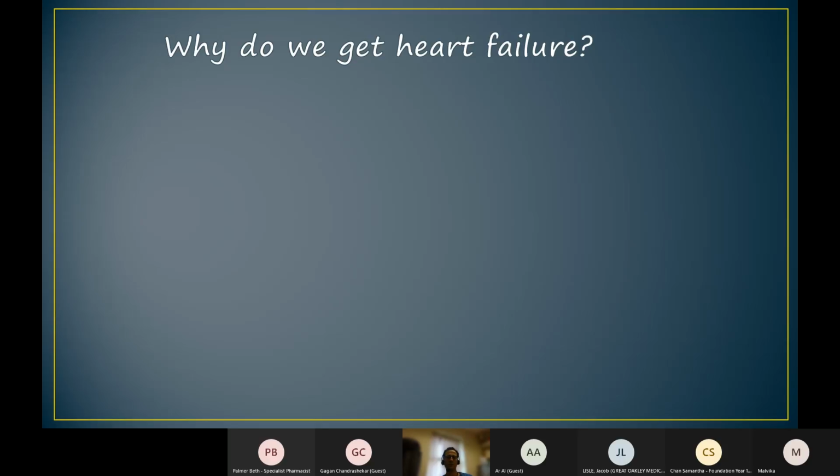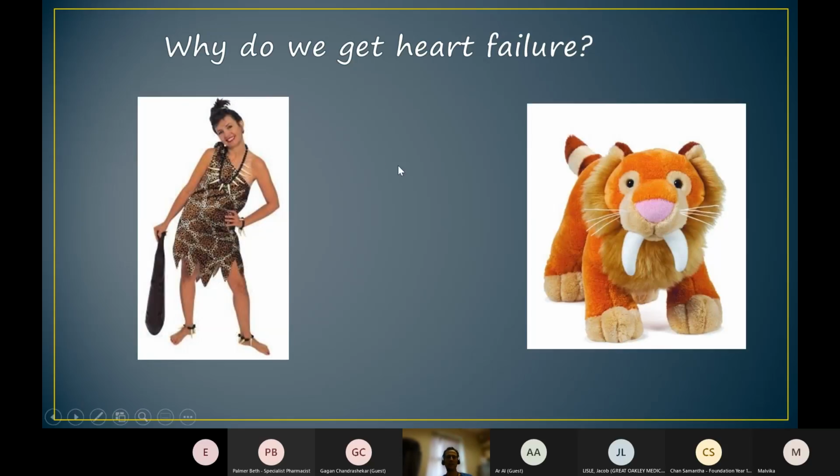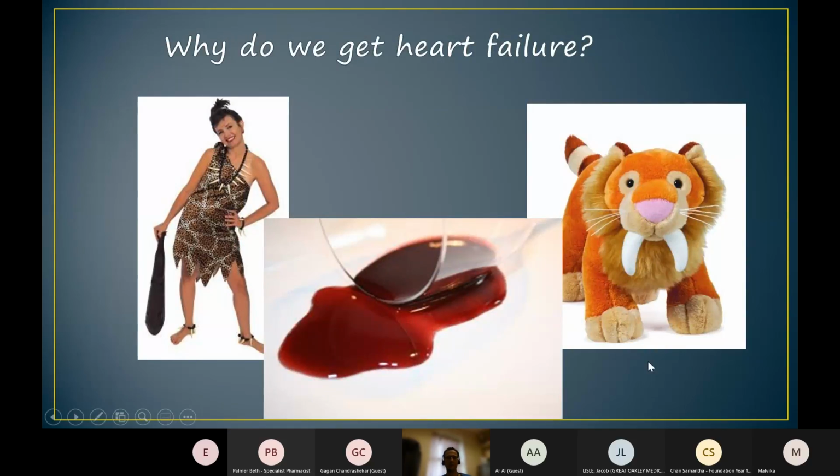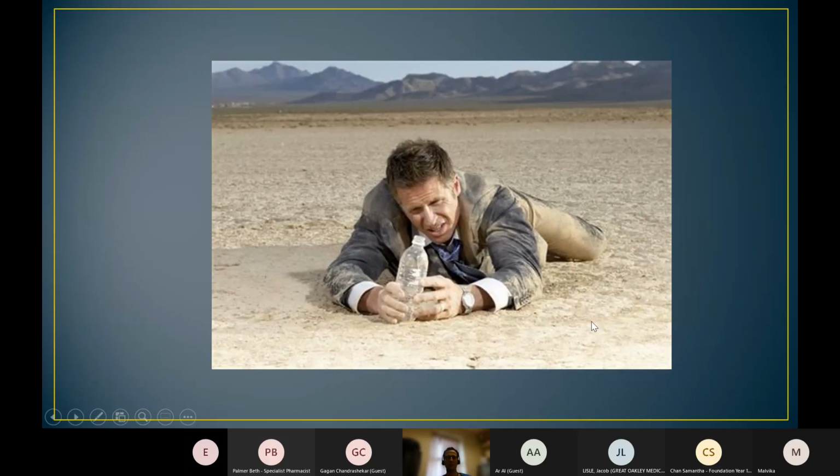It's because the body doesn't have a way of saying, my heart's struggling, I need to take care of it. Instead, your body says, my heart's not pumping as much blood as it should be, there must be something wrong, like I'm dehydrated or I've lost a lot of blood. What I need to do is retain as much salt and fluid as I can and pump out adrenaline and try and get the heart working. That's because we evolved back in the day when saber-toothed tigers were having undue contact with us and spilling claret. We are all familiar with thirst and the need to rehydrate, and it's these processes that are brought on.